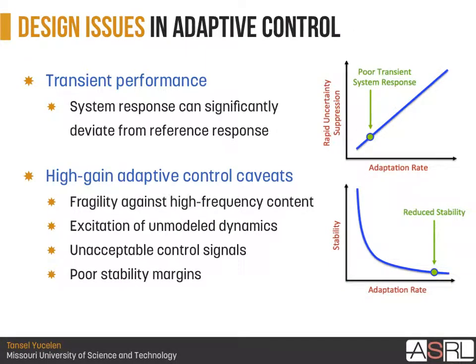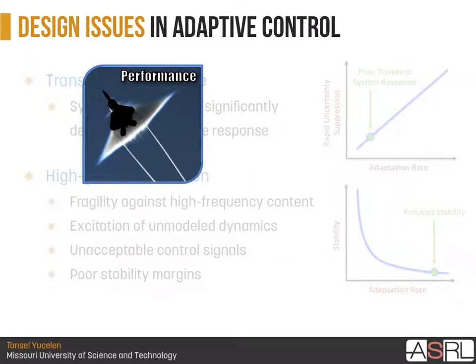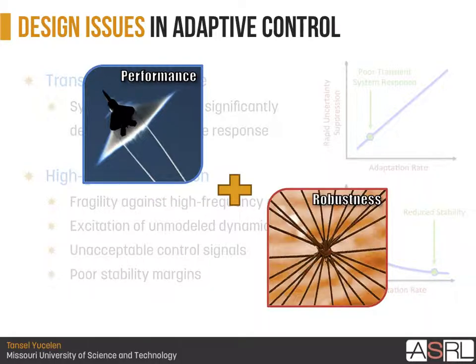So here are the design issues in adaptive control, as we discussed in the morning. Transient performance. If you would like to rapidly suppress the uncertainty, you need to increase adaptive control rates, which induces oscillations. And this will reduce your stability margin. So basically, high gain adaptive controllers are fragile against high frequency content, excite unmodeled dynamics, produce unacceptable control signals, and have poor stability margins. So we need performance, but we also need robustness when we use adaptive controllers.